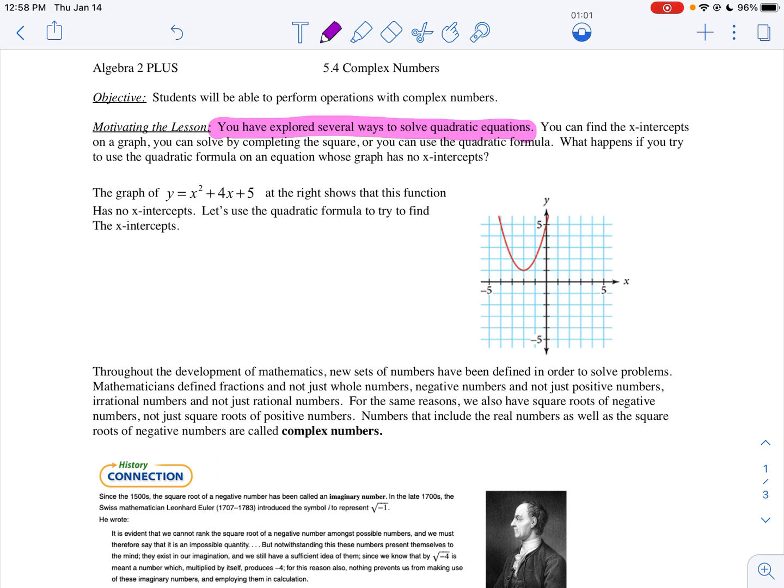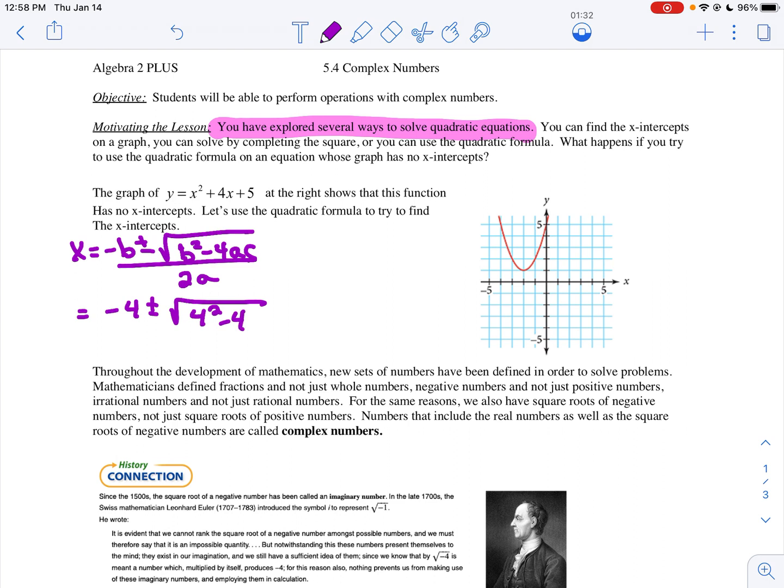So watch what we're going to do. We're going to use quadratic formula. So quadratic formula is x equals negative b plus or minus square root of b squared minus 4ac, all over 2a. So b, what is b? b is 4. So that's negative 4 plus or minus square root of 4 squared minus 4. What's a? A is 1. And what is c? C is 5. So this is negative 4 plus or minus square root of 16 minus 20, over 2.